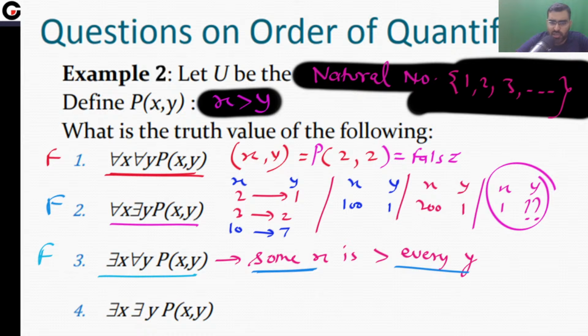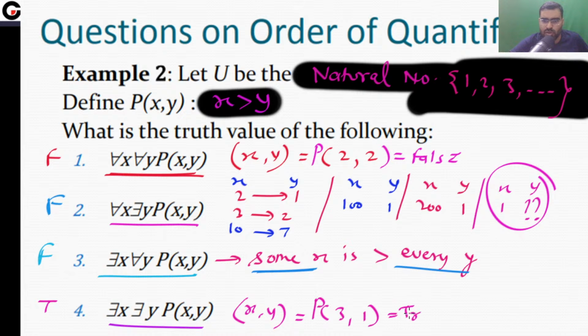So you cannot take x equal to infinity, because that is not a natural number. Okay, let's move on. Now let's see this one. There exists x, there exists y, P(x, y). This is definitely true, because you can take the pair (x, y) as (3, 1). So for this pair it will definitely be true. So this is true. I hope all these points are clear.